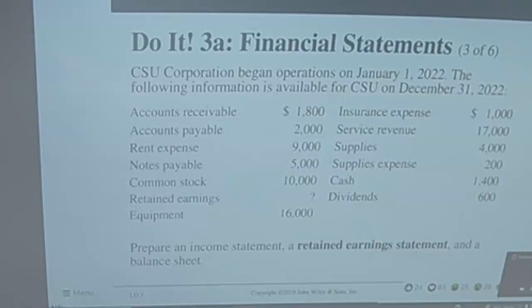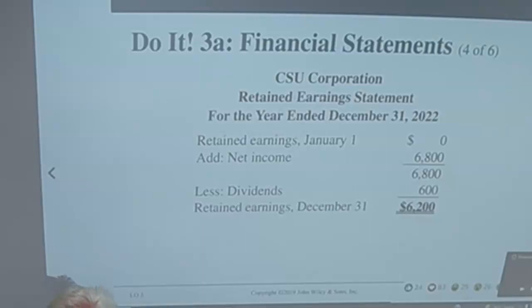$6,800. Okay, now we want to do the retained earnings statement. Again, retained earnings for the year ended. And at the beginning of the year, I had no earnings. I just started, so it's zero. I add the net income, 6,800, draw a line. The total I have that is owned by the shareholders is 6,800. How much did I give back to the shareholders? Less dividends this time, 600. So I'm retaining $6,200 as retained earnings. So there's my second statement.